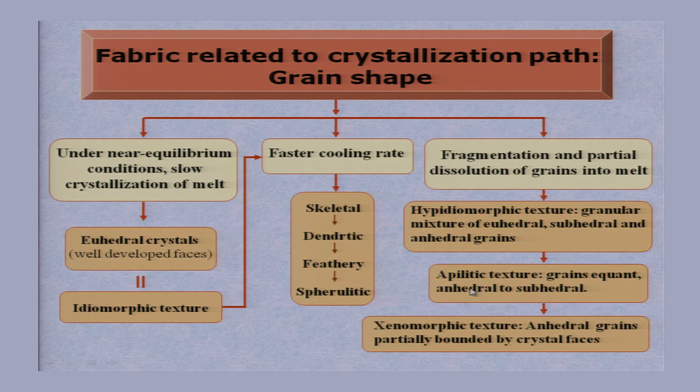Best example is aplitic texture. Aplitic grains are equant grains. Equant means they are equal size grains, anhedral to subhedral in shape. Another category is xenomorphic texture, where anhedral grains are partly bounded by crystal faces, other crystal faces are not very well developed. So, partly developed, partly undeveloped crystal faces are present.